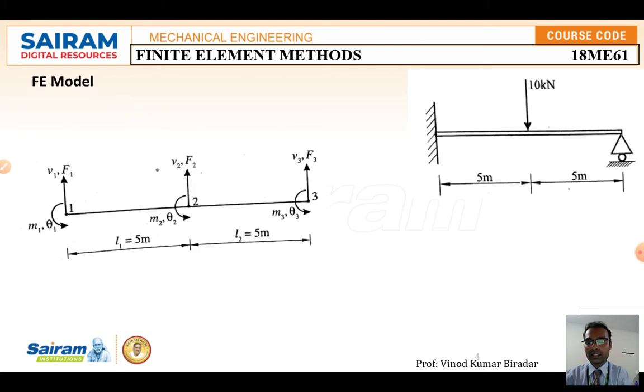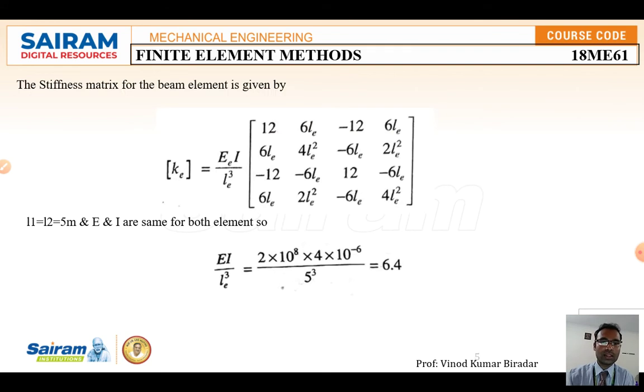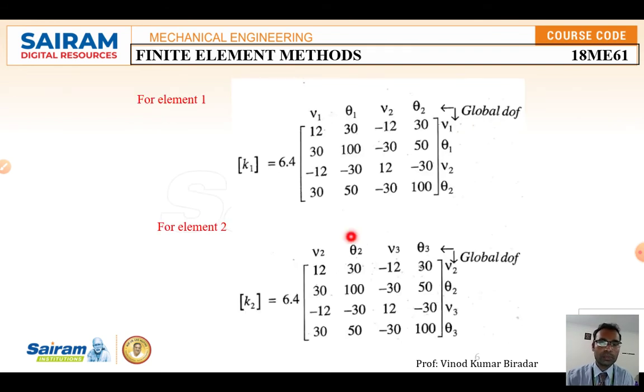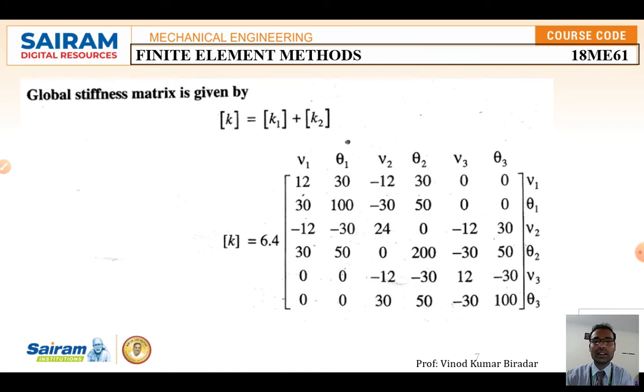Look at the diagram here. Element number 1 is from node number 1 to 2, so V1, theta 1, V2, theta 2, that's it. Coming to the second element, V2, theta 2 and V3, theta 3, which we have to write here. This is very important, because depending upon this we are going to calculate the equilibrium equation, that is, the global stiffness matrix, K is equal to k1 plus k2. Since the maximum node degree is theta 3, there are 6 degrees of freedom, so you are going to get a 6 by 6 matrix.